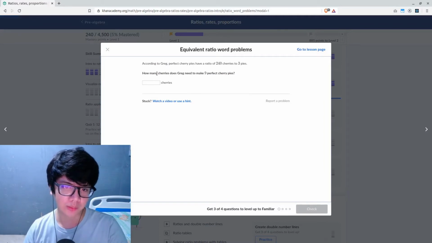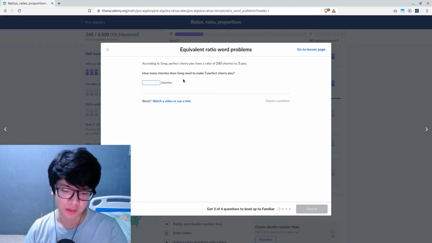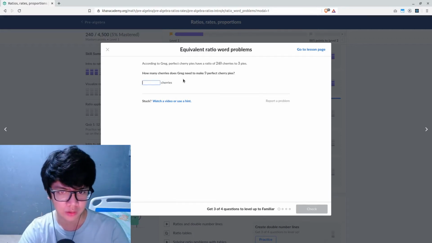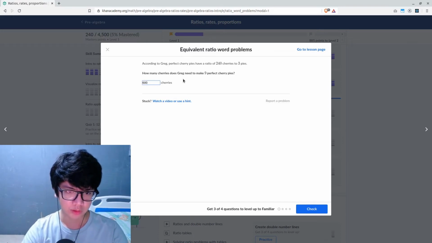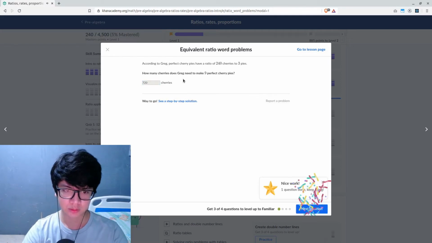According to Greg, perfect cherry pies have a ratio of 240 to 3 pies. How many cherries do I need to make 9 perfect cherry pies? Oh my god, it's gonna multiply by 3. So we have 600, and then 40 times 3, we have 720 pies.